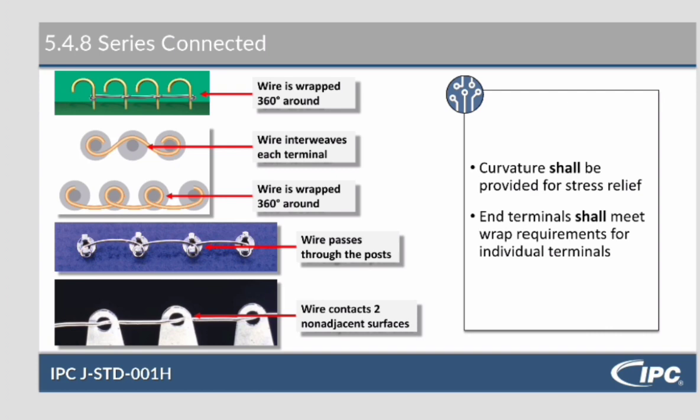Series connected is when a continuous solid wire, like a bus wire, may be run from terminal to terminal if 3 or more turret, bifurcated, pierced, or hooked terminals are to be connected. Curvature shall be included in the wire portion to provide relief of tension, and the connections for the first and last terminals shall meet the required wrap for individual terminals. That would be a defect for all three classes if that is not met.